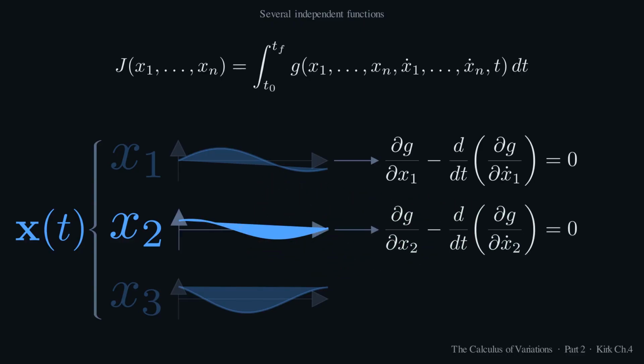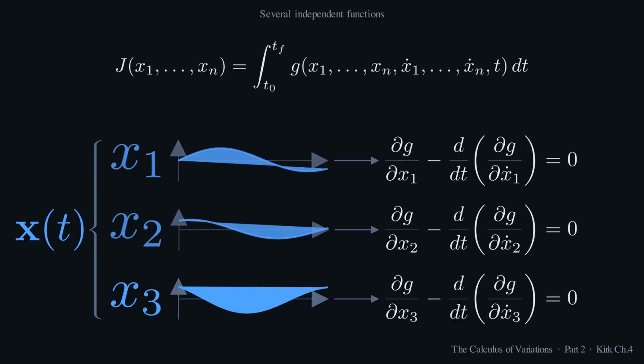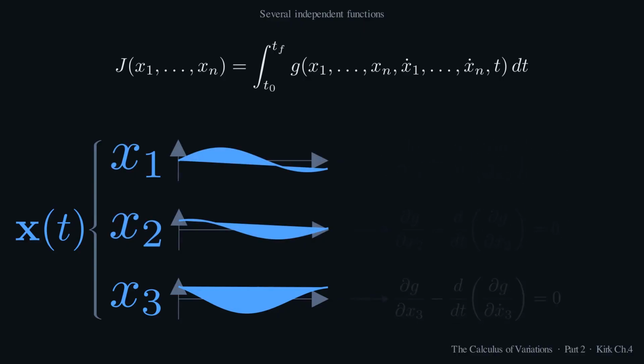Now release it, hold all but x2, repeat. Each function in turn gives back an Euler equation. So we don't get one equation anymore, we get n of them simultaneously. For each i, the partial of g with respect to xi minus the time derivative of the partial with respect to xi dot equals 0.